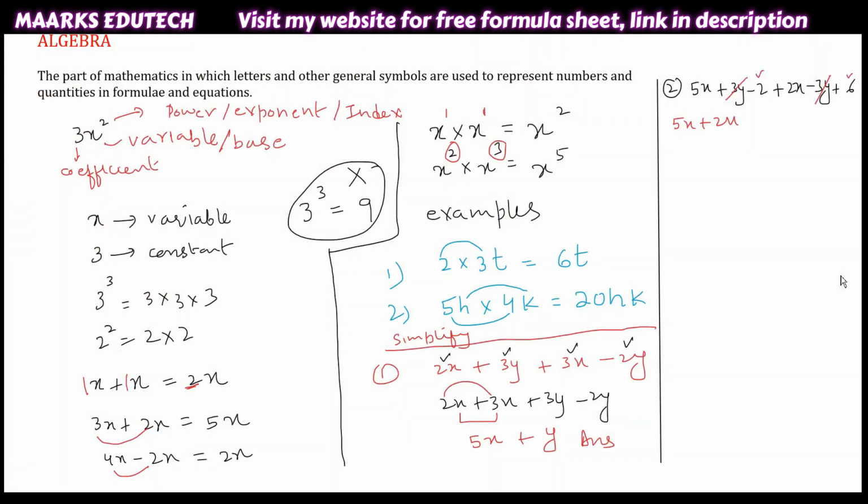Then we have minus 2 and plus 6 here. So minus 2 plus 6. So 7x plus 4 will be the result. So this is the answer.